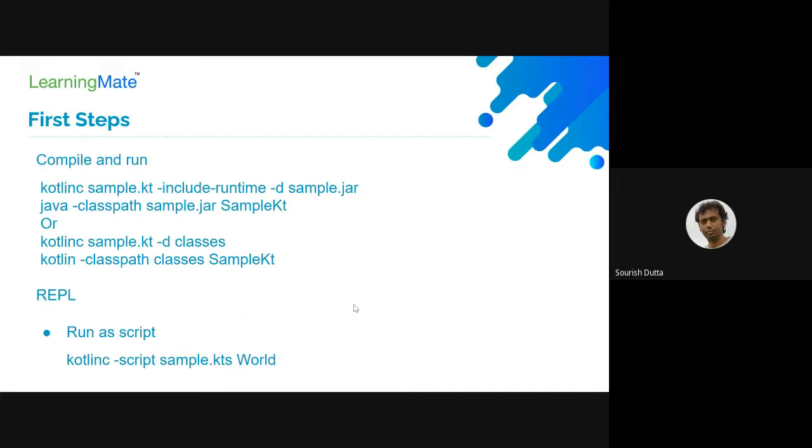So how can we create a Kotlin application and how can we run it? For that, we need to have the Kotlin SDK. Kotlin as a language was created more than 10 years ago, and it was created by JetBrains. JetBrains is the same company that created the IDE that is there.